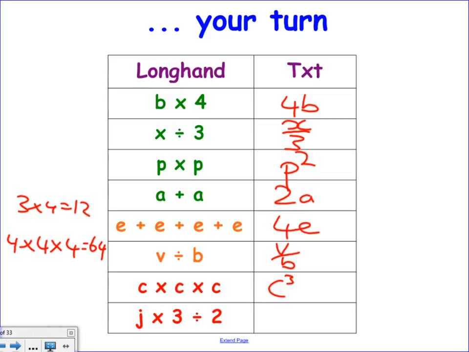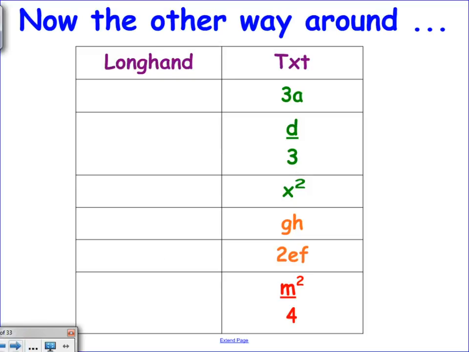And then the last one, anyone get the last one? I put 3j over 2. 3j over 2, perfect. Anyone get anything different for that one? Okay, good. Excellent. Now what I want you to do is go the other way. So I've given you the text. I want you to tell me what you would do on a calculator longhand. So what are you going to type into a calculator to do these?